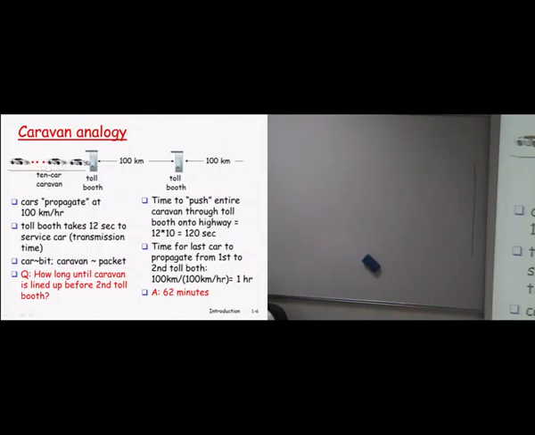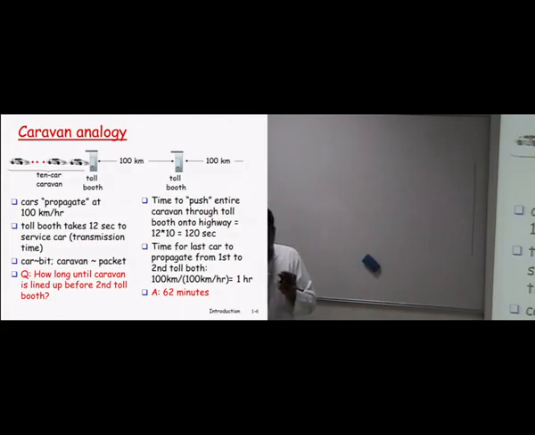The toll booth, the checkpost, will take 12 seconds to service a car. This is the transmission time: how long it takes the booth to process a car. For example, the car comes to the booth. The computer operator will enter its number, or it will be sensed by some sensor, and its number will be entered into the computer, and then the computer will issue it a card or a ticket. It will take the ticket and start its journey. So this is the time of the transmission. Clear?